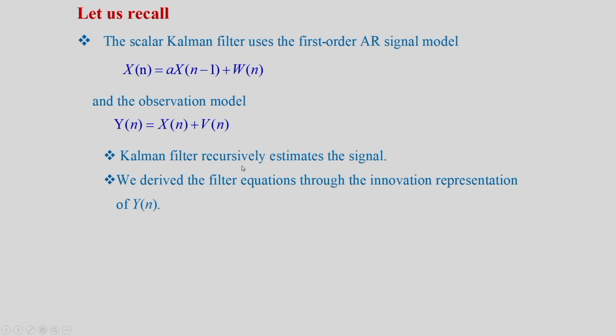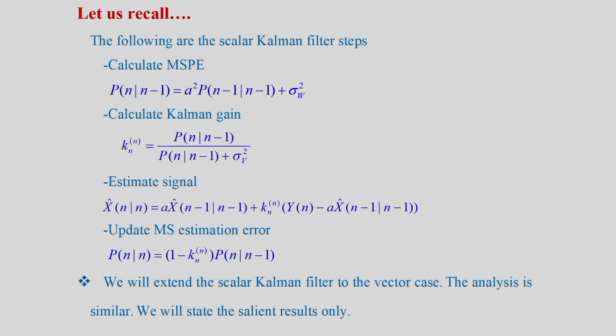Kalman filter recursively estimates the signal. So we know that Kalman filter recursively estimates the signal on the basis of the current and all the previous data. We derive the filter equations through innovation representation of yn. For data yn we had an innovation representation and then we derive the scalar Kalman filter. The following are the scalar Kalman filtering steps.